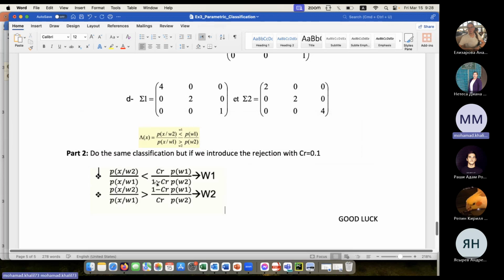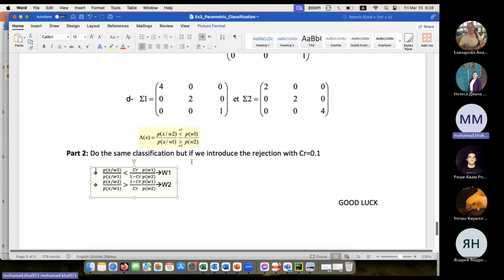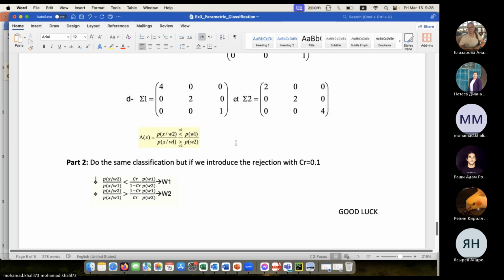Here. Look. For this part, you have to use this part. For part 2, you have to use this, and for part 1, you have to use this one, when you don't have any CR. But if you have CR, you have two equations. You understand? Yeah, it's not hard.